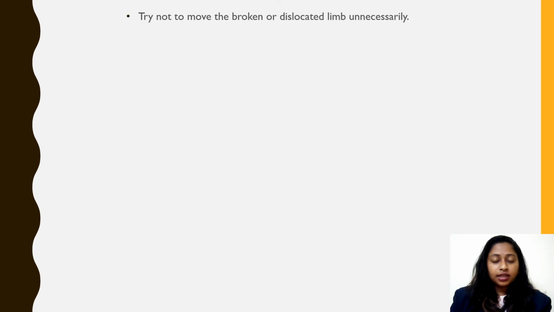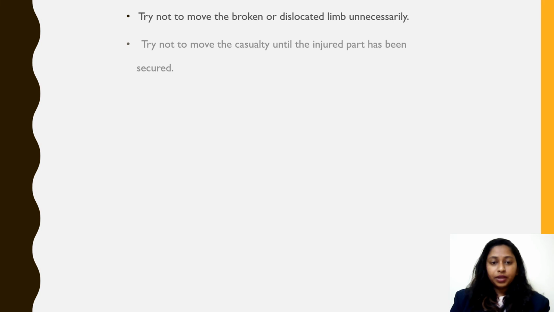If you suspect there is a fracture, please do not move that broken area or dislocated limb unnecessarily. Any kind of movement can even worsen the condition, so ensure that you are not moving that area. The second important thing is please do not move the patient or the person until the injured or fractured area has been secured and stabilized properly. Until then, don't move these people around anywhere.